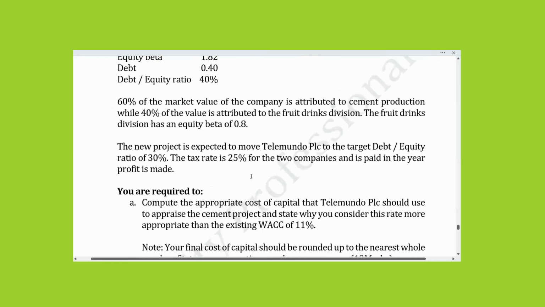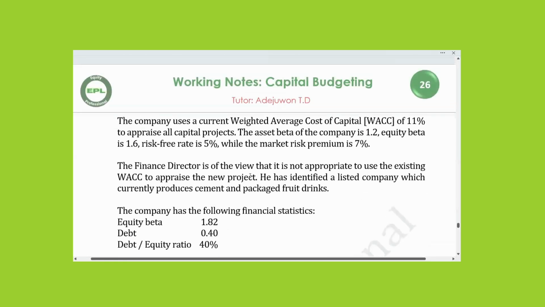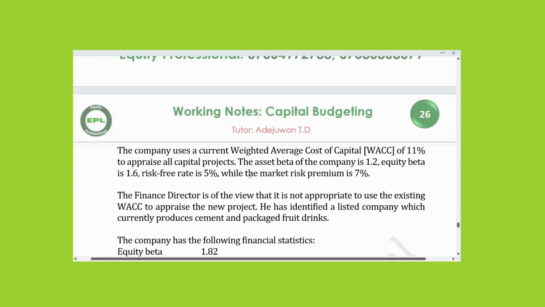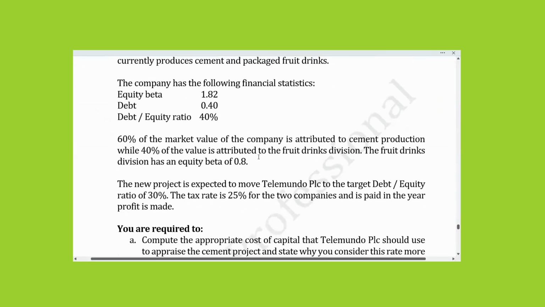Therefore, I want to calculate NPV. What am I supposed to do? I know that for me to calculate NPV, I need relevant cash flow. I need appropriate cost of capital. I also need the useful life of the project. All of that, I will look inside the question and go and identify it. So that's what you need to do.